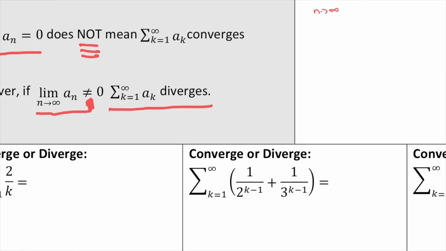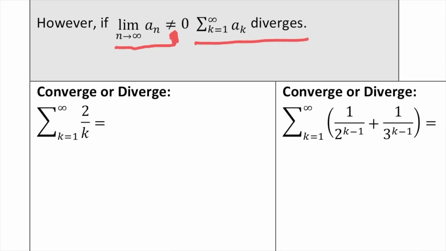For our next question, we're looking at a very special series. It's called the harmonic series. The way we recognize a harmonic series is it will be 2/k or 1/k, some sort of number divided by k. So if we take a look at the limit as n goes to infinity of 2/n, the answer is going to be equal to 0.